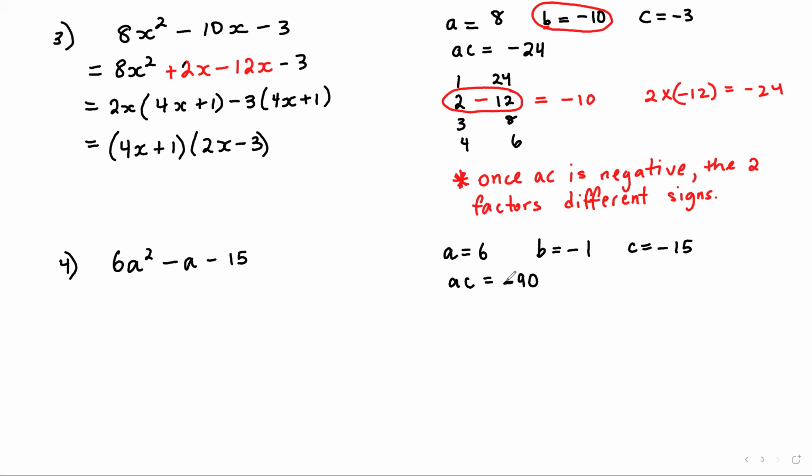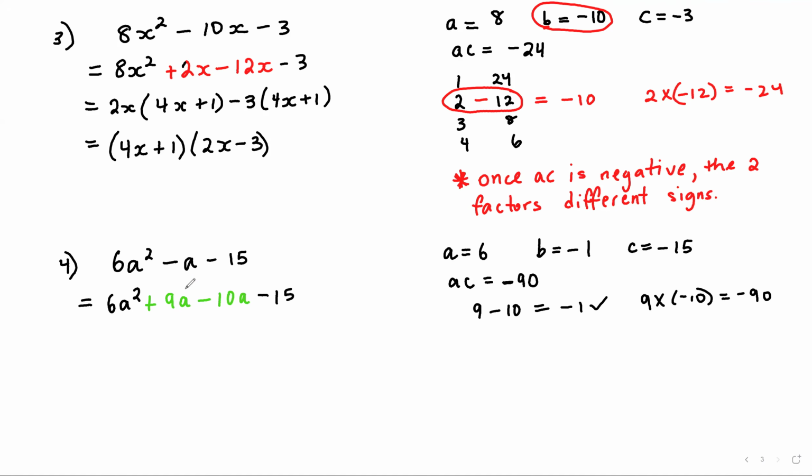So, do you know what it would be? It'll be 9 and -10. That's right. It'll be 9 minus 10, because 9 minus 10 is -1, and 9 times -10 is -90. Excellent. So I'm going to rewrite this expression, replacing minus a with 9 minus 10. So you'll have 6a squared plus 9a minus 10a minus 15.